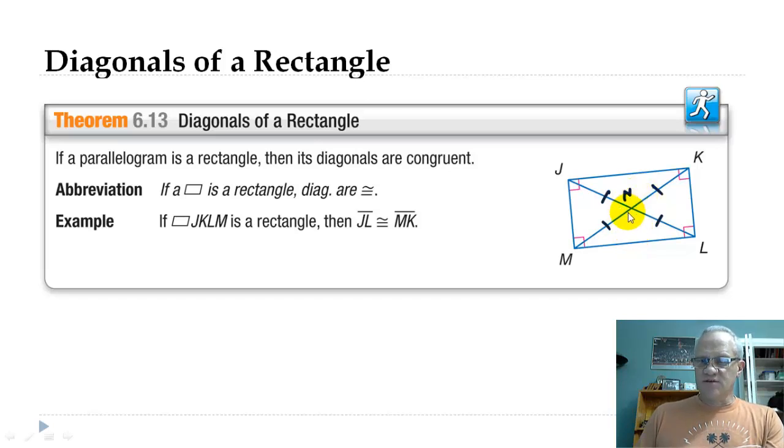The other thing that's going to help us a little bit, and that's kind of interesting, is if you look at this, inside this rectangle are a bunch of triangles, right? 4 triangles that we've made up with the diagonals.